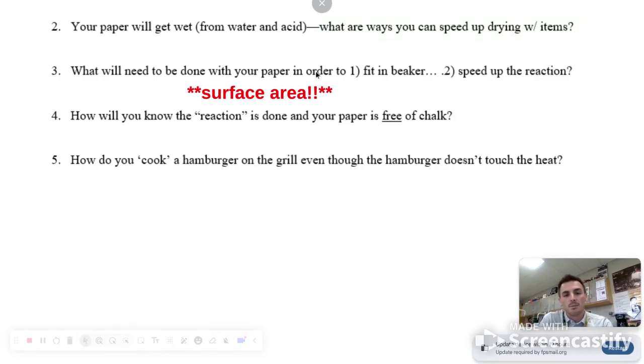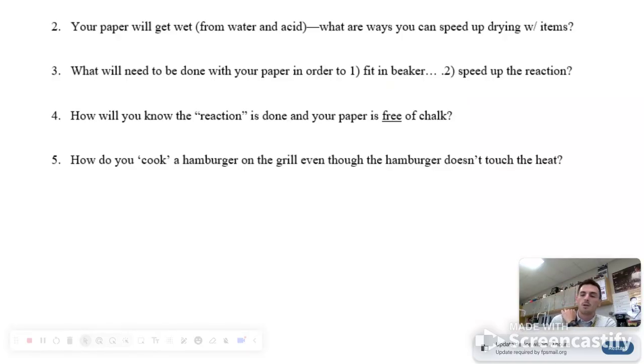That kind of works into number 3. In order for your piece of paper to fit in the beaker and react and speed up the reaction, you don't want to crumble up this piece of paper. We're going to want to tear it up. Just make sure we're reasonable when we tear that up. I mean, the more pieces you tear, the more pieces you have to dry. So we want small, probably inch by inch pieces or so, and that will also speed up the reaction, because the acid will be able to get to it more.